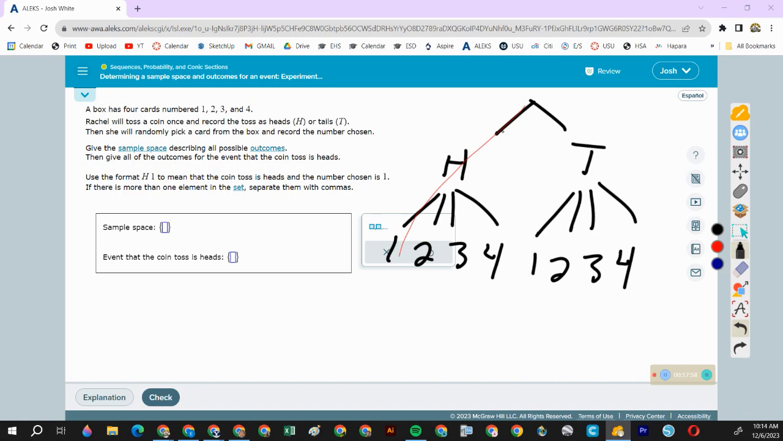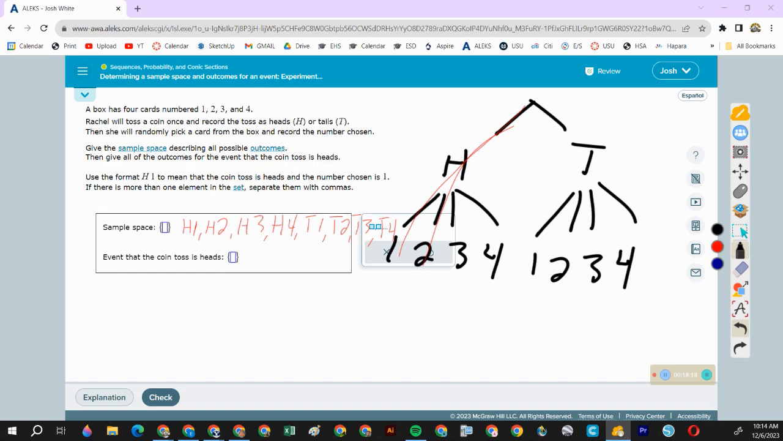H1, H2, and so on. So H1, H2, H3, H4, T1, T2, T3, and T4.